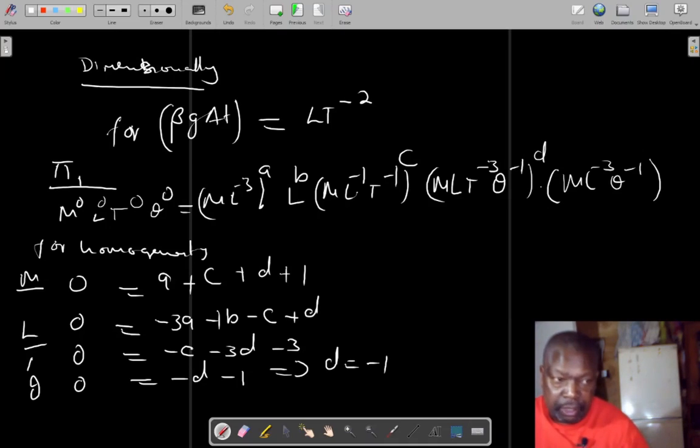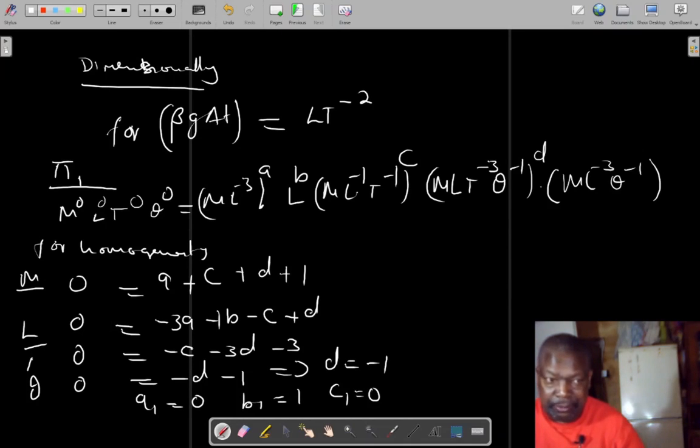Now, if you solve the simultaneous equations, you get a1 is equal to 0, b1 is equal to 1, c1 is equal to 0, and d1 is equal to negative 1, such that our pi term 1 is equal to HL over K.